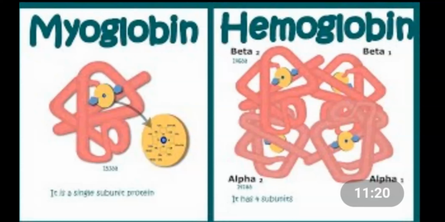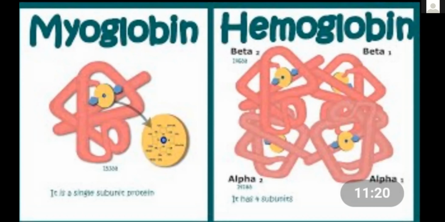Similarity between the two: both are red in color, red color pigments, and both can capture oxygen. Now, differences. Myoglobin is found in muscles, whereas hemoglobin is found in RBC. Myoglobin stores the oxygen in muscles. Hemoglobin transports the oxygen in blood.